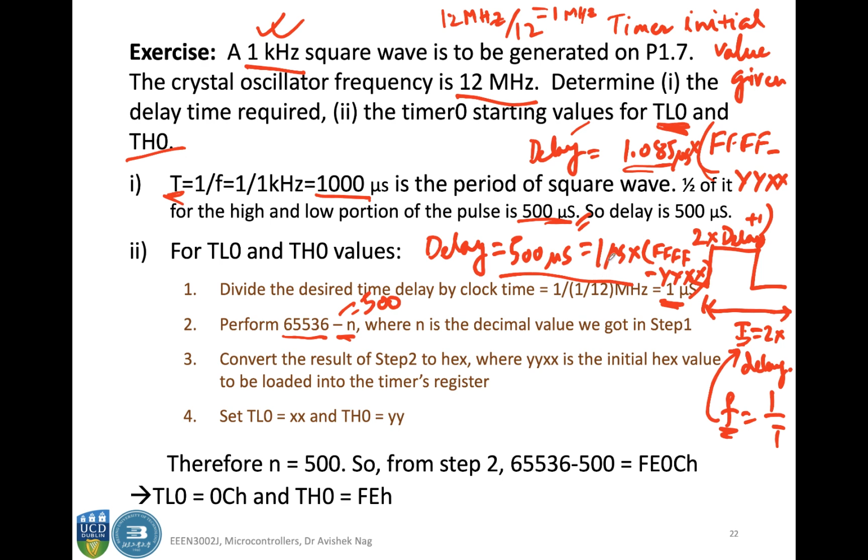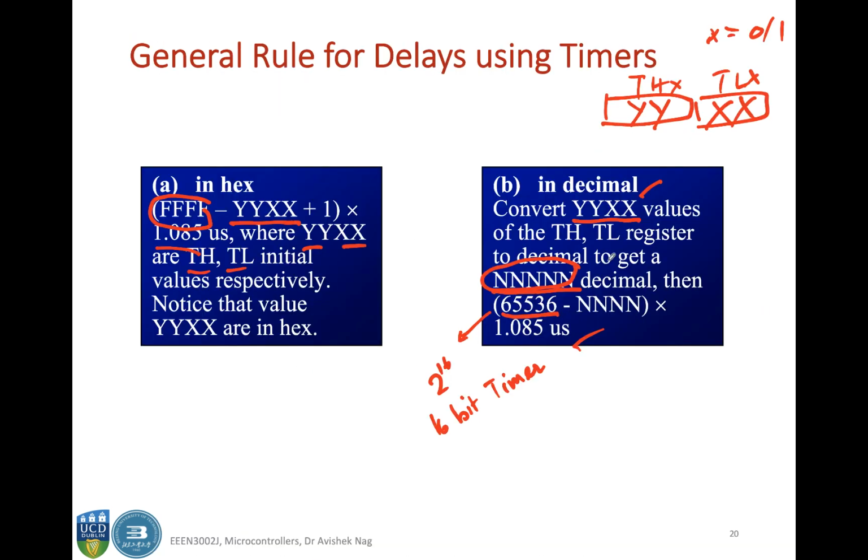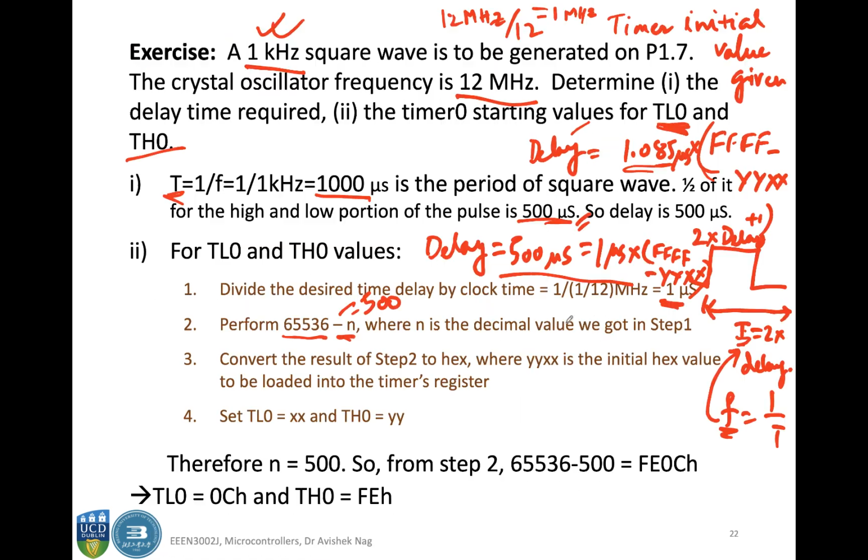So again, let's revisit. You can either do FF minus YYXX plus 1 into the machine cycle, or you can do the decimal 65536 minus the decimal equivalent into the machine cycle. Okay, so you use the second concept here. So we will do the decimal number 65536 minus the decimal value n, which we need to find out.